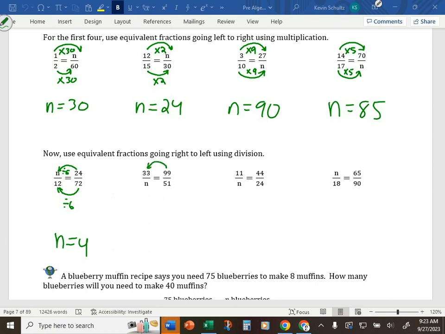How do you get from 99 to 33? Divide by 3. So that means we're going to be dividing 51 by 3. What do we get? Ethan? 17. 17. Very good.